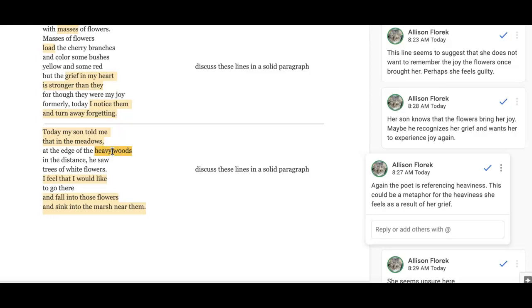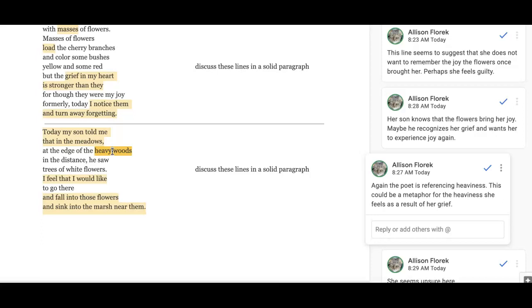So usually when we describe woods, and maybe they're woods that are full of vegetation, we don't use the word heavy to describe them. So it seems very intentional that the poet's describing the woods as being heavy here. So think about why he keeps on using this reference to heaviness. So at the edge of the heavy woods in the distance, he saw trees of white flowers. Again, we're seeing white come up here.